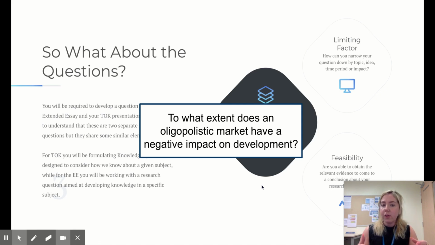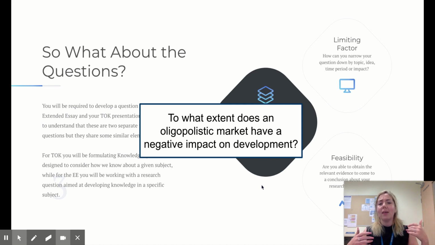Now, this has a focused topic, but it's enormous. What market, development everywhere? You couldn't tackle this in 4,000 words. So we need to bring it down even further. And what we're going to do is use limiting factors to do that. So limiting factors are things that help you narrow that question.